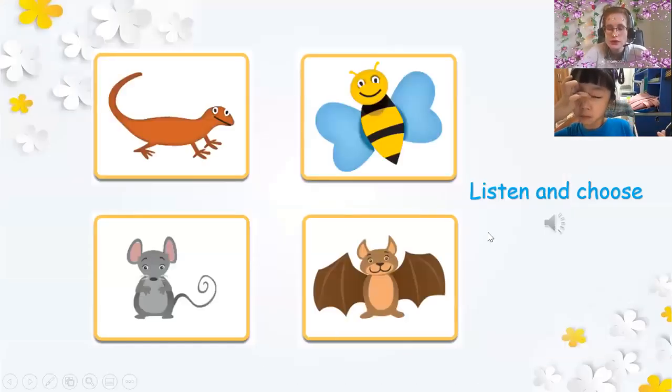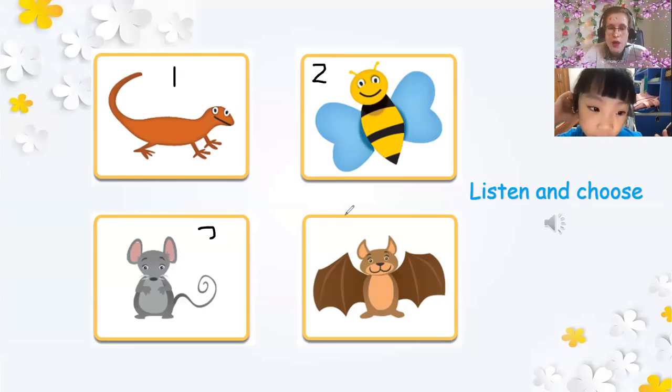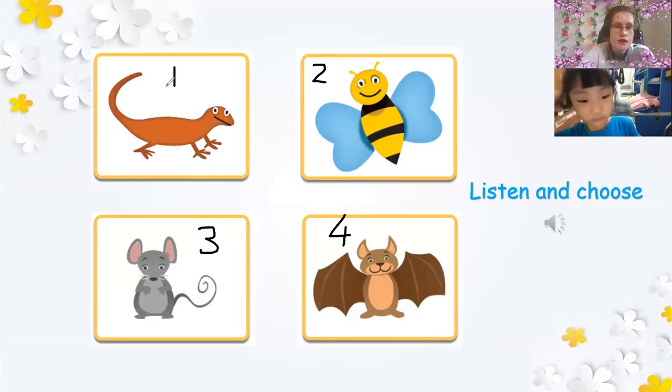A bat has wings. It can fly. Which picture? Number 1, 2, 3, or 4? Which picture? 4. Picture 4. Yes, good work.